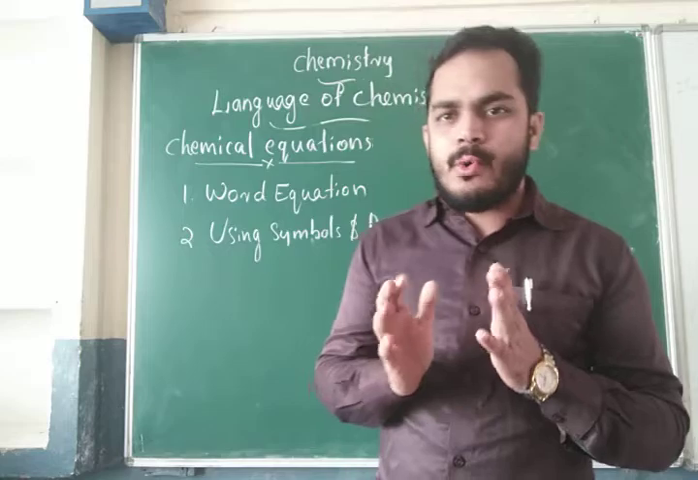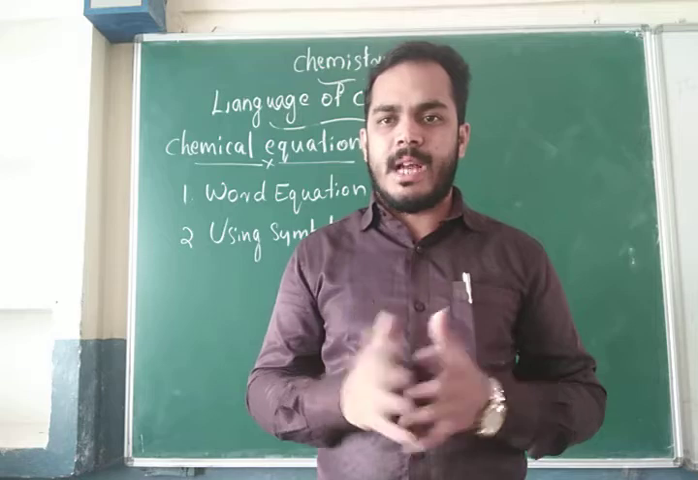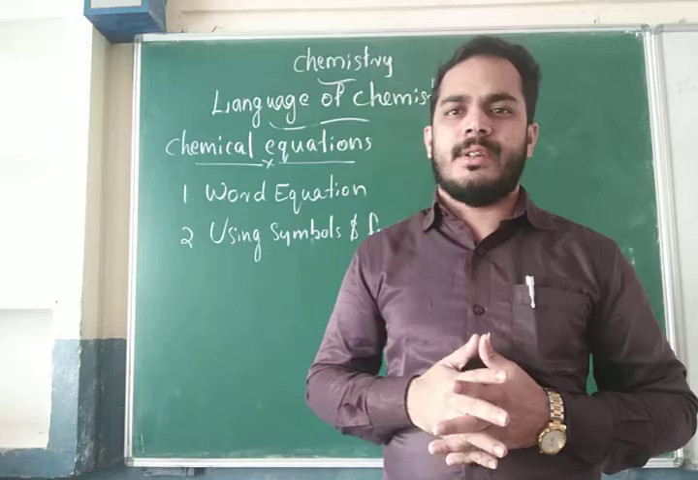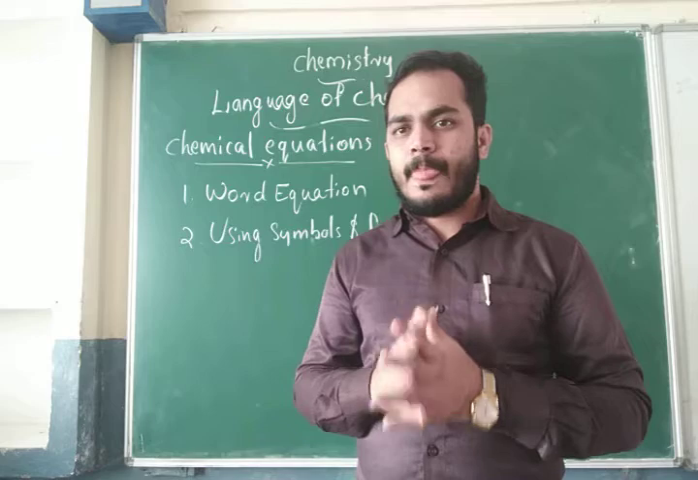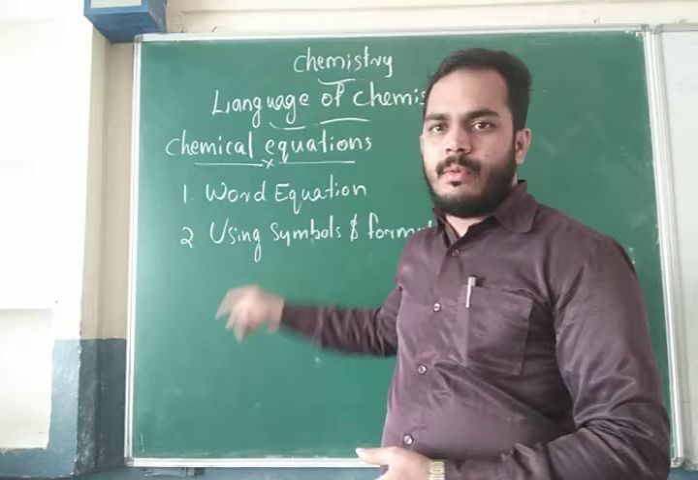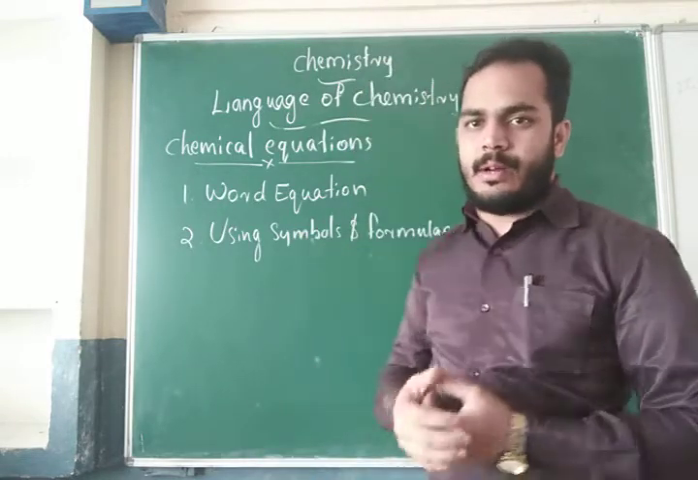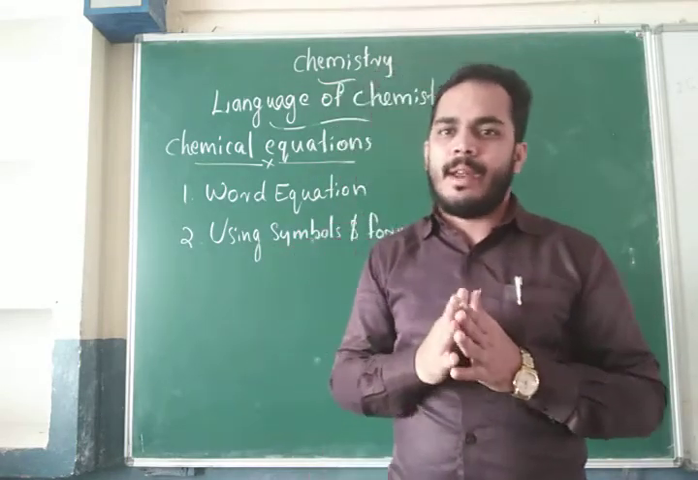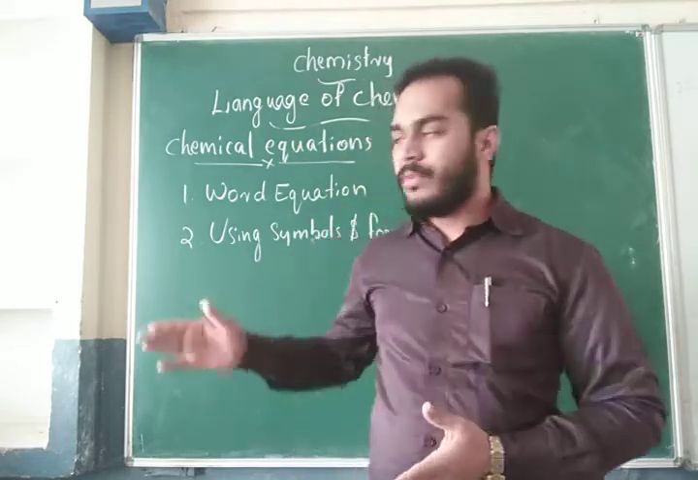Today I am going to explain the topic chemical equations, from the chapter Language of Chemistry. Chemical equations are represented in two ways. The first one is the word equation, and the second one is using symbols and formulas. So mainly we are using two methods, or two systems, for representing chemical equations. First I am going to explain the word equation.